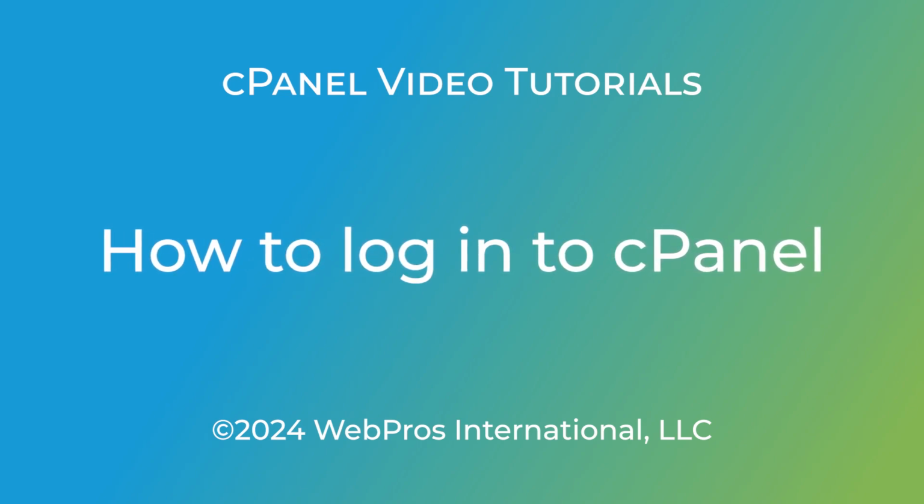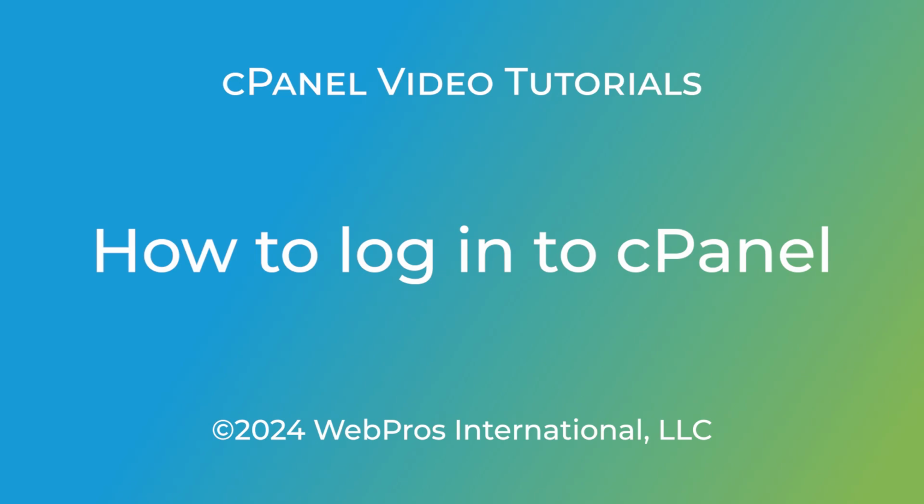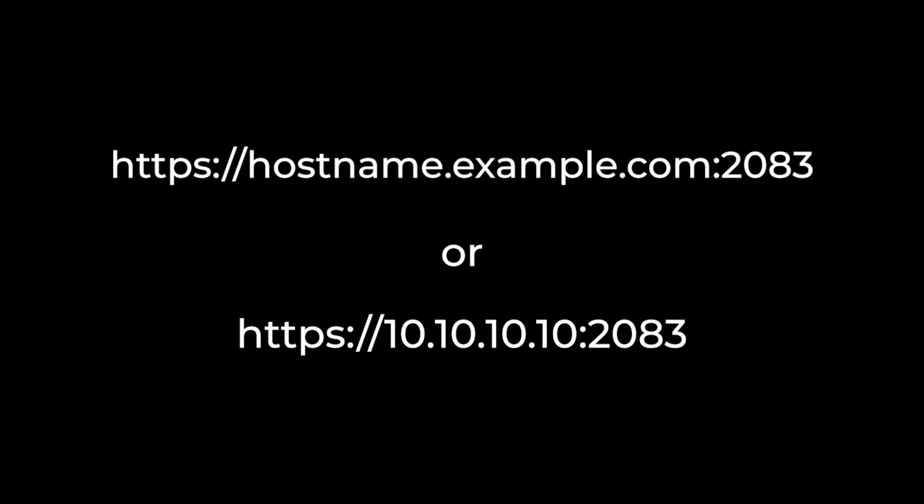I'm here to show you how to log in to your cPanel account. So, what is my login URL? Your hosting provider or system administrator should provide it to you when they first set up your account. It's going to start with https://. This represents a secure web connection. Then, your host name, followed by a colon and the number 2083. That's the port you'll connect to.